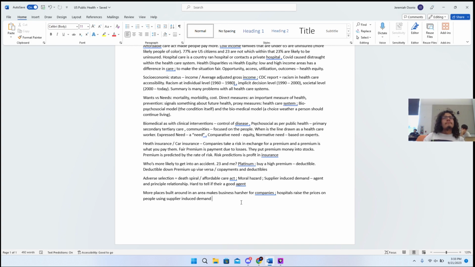So does supplier induced demand exist? Well, it's something for which there's a lot of worry. That's why you have a hospital board that basically exists to control hospitals.